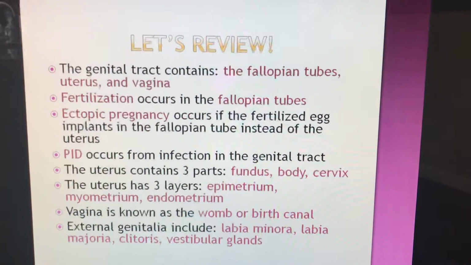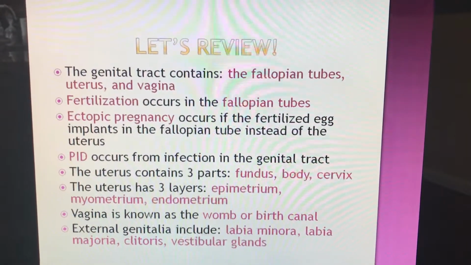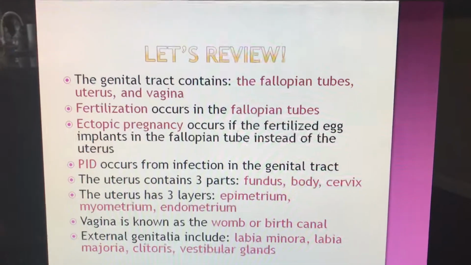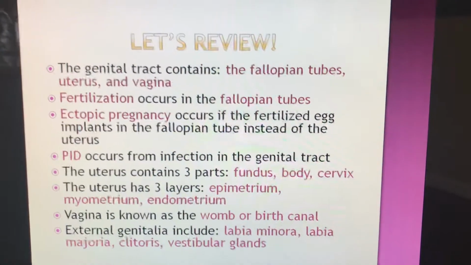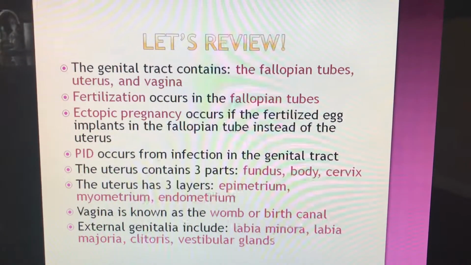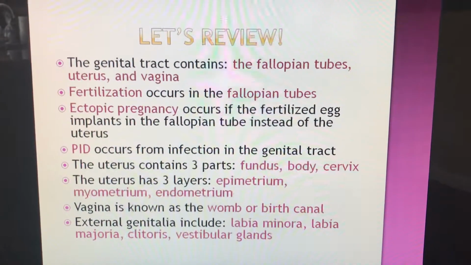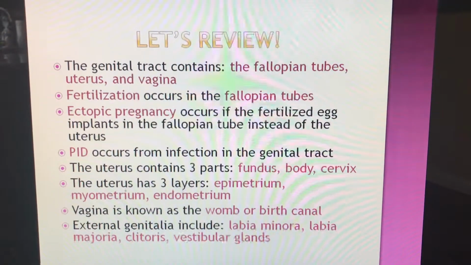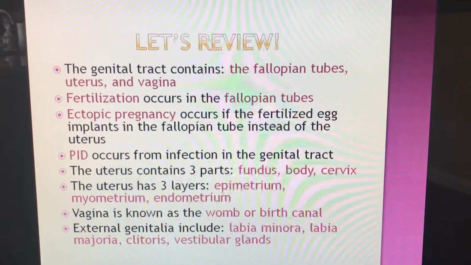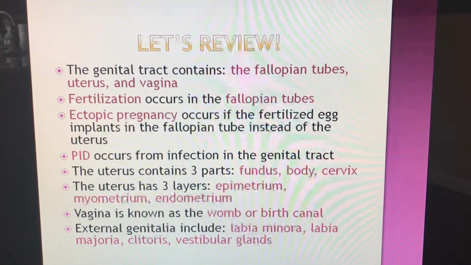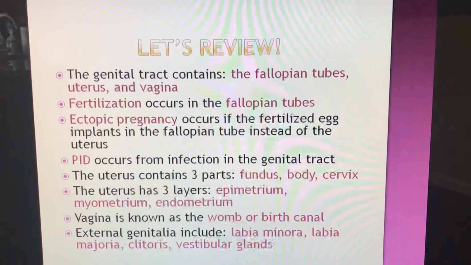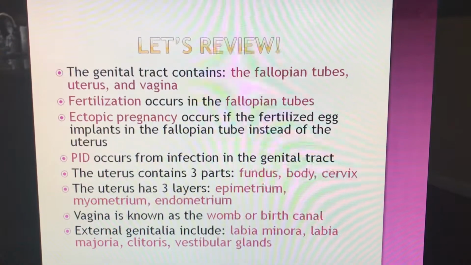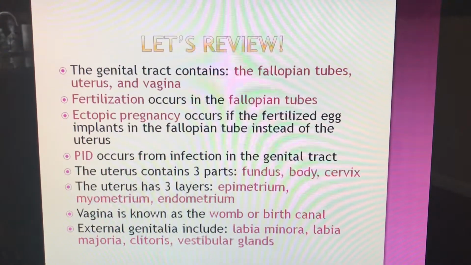So let's review. The genital tract contains the fallopian tubes, uterus, and vagina. Fertilization occurs in the fallopian tubes. You have ectopic pregnancy. That occurs if the fertilized egg implants in the fallopian tube instead of the uterus. And you have PID, which occurs from infection in the genital tract. The uterus contains 3 parts: the fundus, the body, the cervix. The uterus has 3 layers: the epimetrium, the myometrium, and the endometrium. The vagina is also known as the womb or birth canal. And then you have external genitalia, which are the labia minora, labia majora, clitoris, and vestibular glands.